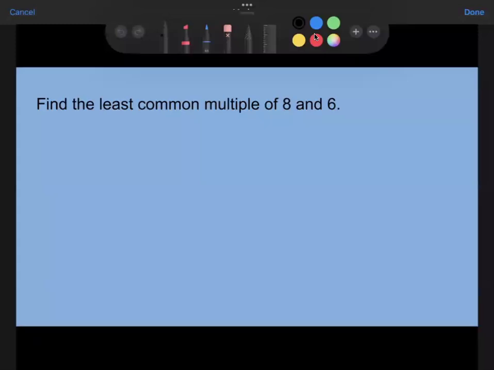Okay, here's our next one. We're going to find the least common multiple for 8 and 6. So I'm going to put 8 here and 6 here.